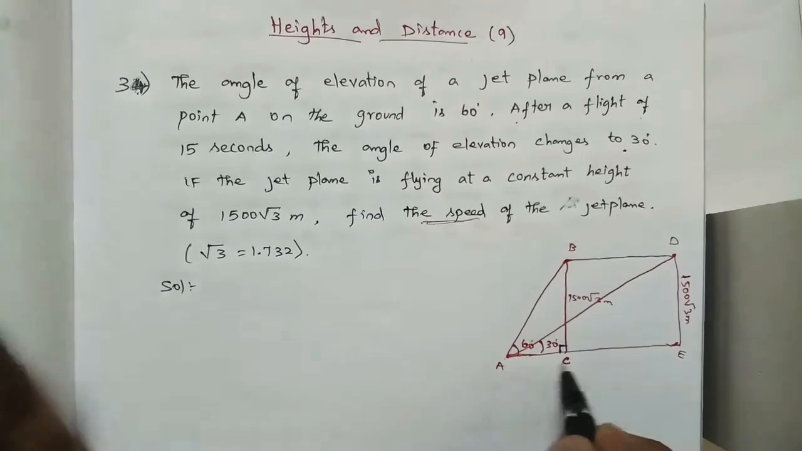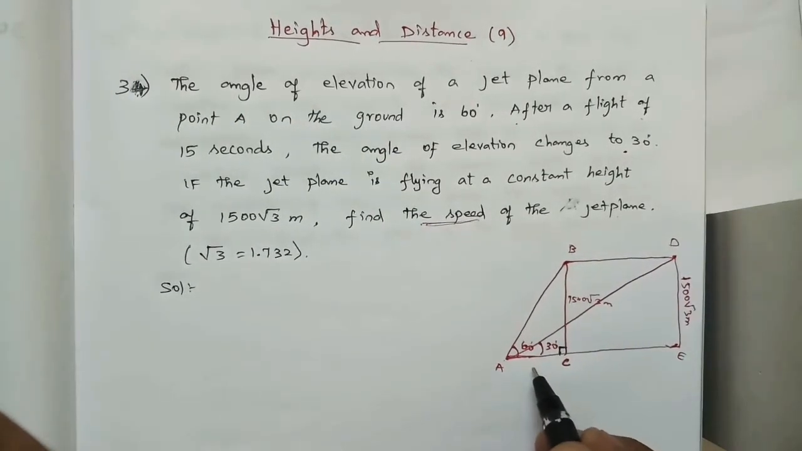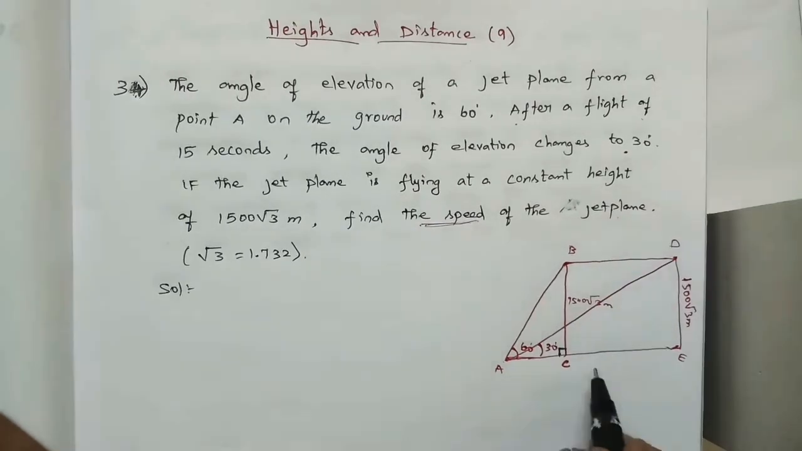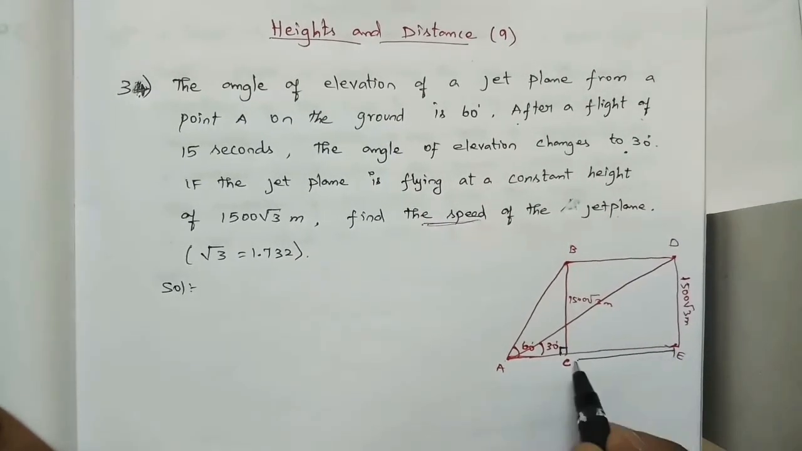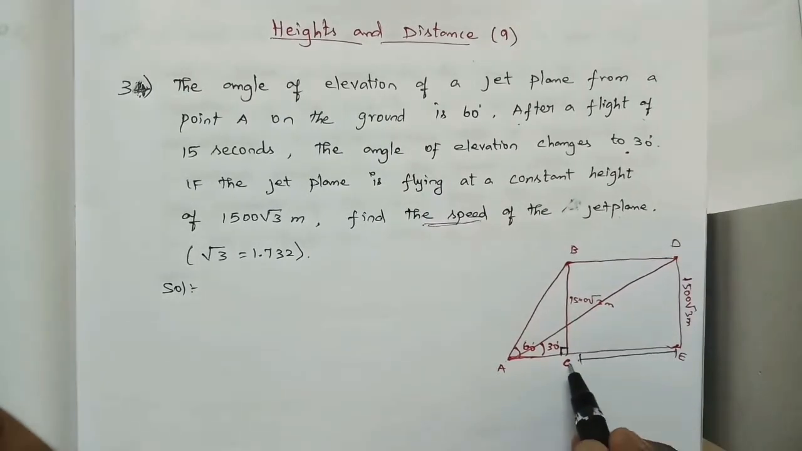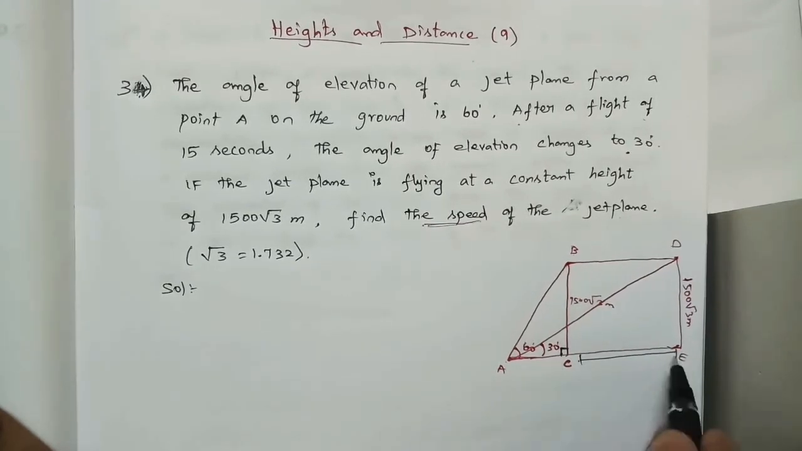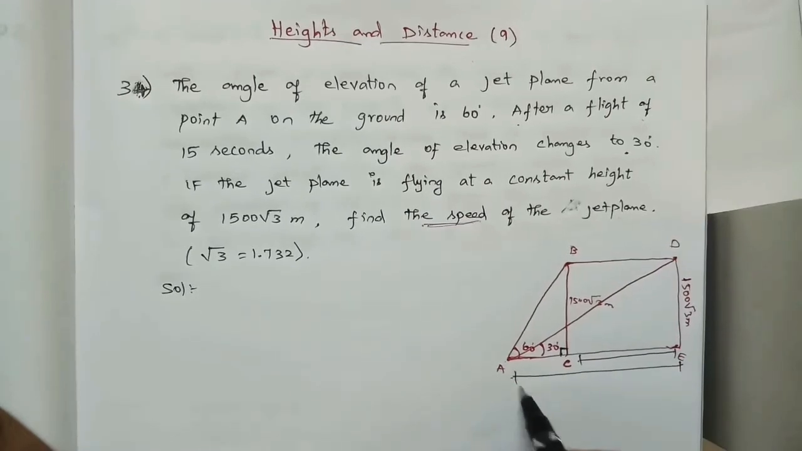The other side is nothing but AC. So opposite side, we know that we need adjacent side. Why we need adjacent side? Actually what we need is the distance traveled in 15 seconds, that is CE only. The distance between the point C to E we need. The CE is nothing but a part of AC, and that part of AC is what we want to find.